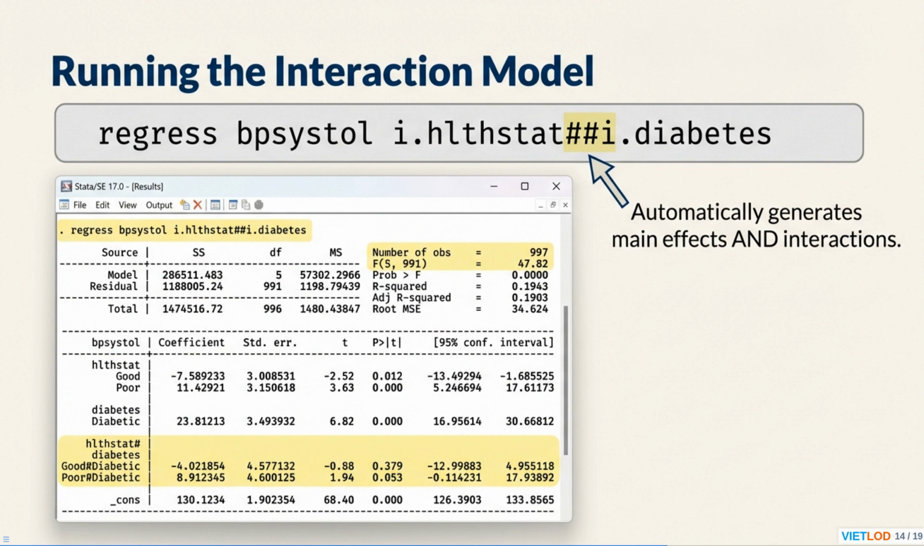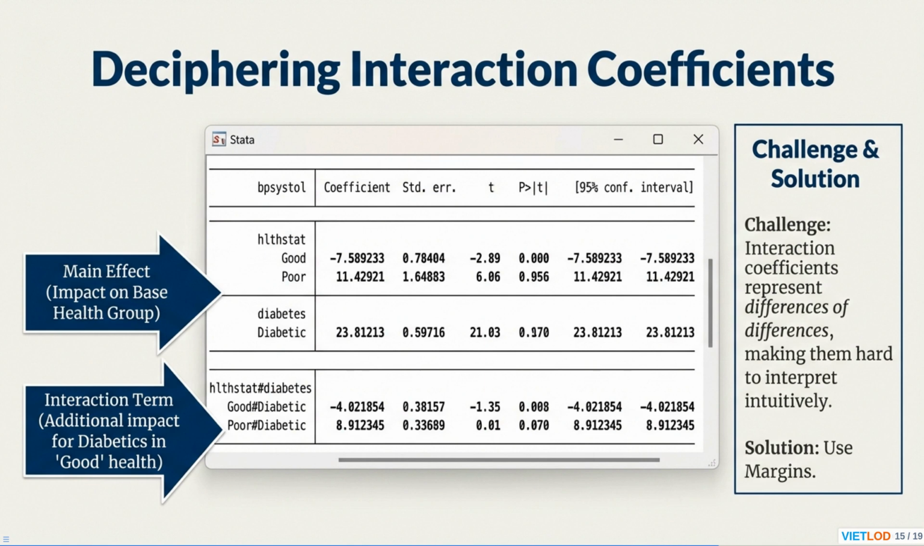We use the command regress bp-sys i.healthstat##i.diabetes. The ## operator automatically generates the main effects for health status and diabetes, plus their interactions. In the results, the interaction terms represent the additional impact for specific group combinations. The coefficient for poor#diabetic shows the extra blood pressure increase for diabetics who are also in poor health. Because these coefficients can be hard to interpret, we use post-estimation tools.